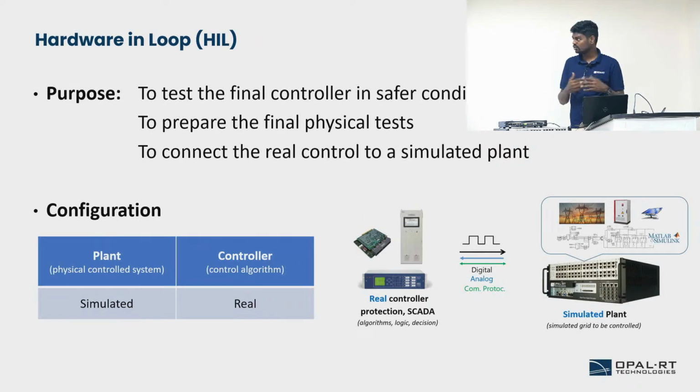Next is hardware in loop. In hardware in loop, it is the other way around. You have the controller outside, you have a real controller, and you'll have a simulated plant, like here. I have a real controller here, and I'll be having a simulated plant inside the simulator. So this will help you to prepare your controller for the final tests. Before this controller goes for the final tests with the hardware, you can test this controller with a simulated plant.